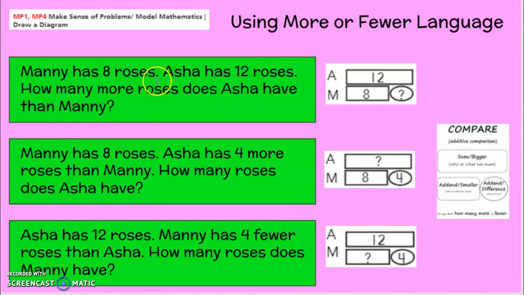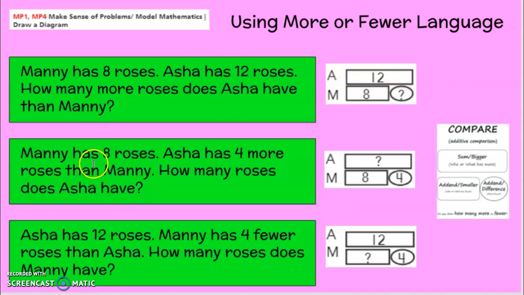Manny has 8 roses. Asha has 12 roses. How many more roses does Asha have than Manny? We read that one. So this problem might look like this. We know that Asha has 12. That's the one that has more, so we give her the largest bar. Manny has 8. That's a smaller number, so that goes in the smaller part, one of the addends. We label them A and M for Asha and Manny. Here's our unknown partner.